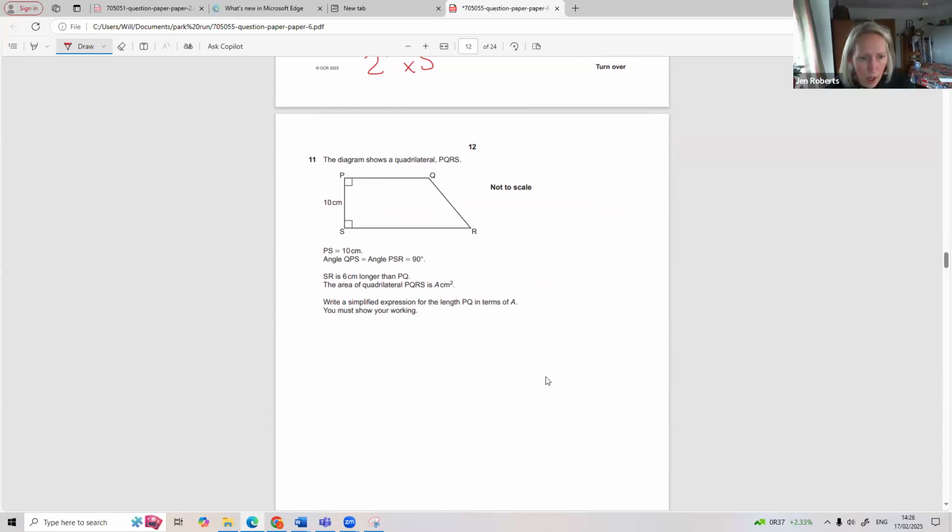We know that SR is 6 centimeters longer than PQ. I'm going to call PQ X, so because SR is 6 centimeters longer, I'm going to call it X plus 6. How do you find the area of a trapezium? You probably will be given this in your formula book. Half times A plus B times H equals A. That is the area.